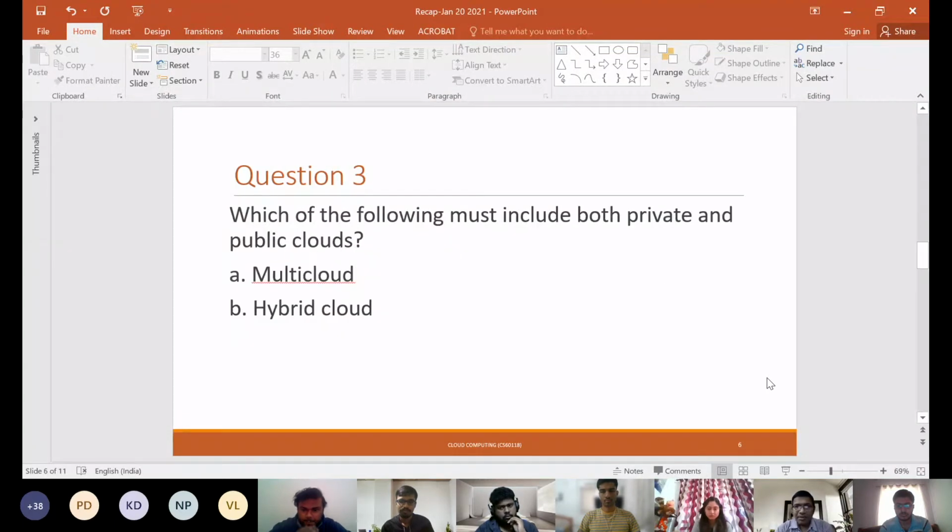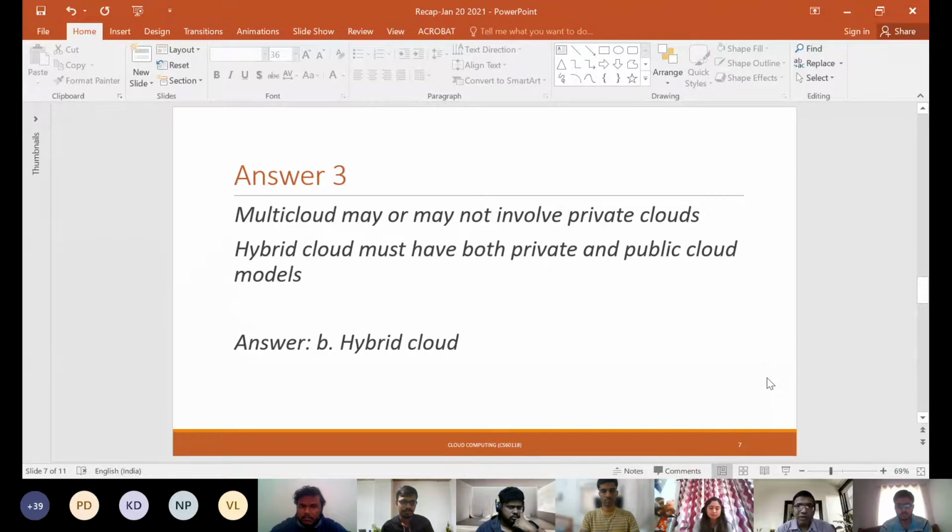Okay. Next, which of the following must include both private and public clouds? Multi-cloud, hybrid cloud. Hybrid cloud. Okay. So the answer is hybrid cloud. Multi-cloud may or may not involve private cloud. Hybrid cloud must have both private and public cloud models.